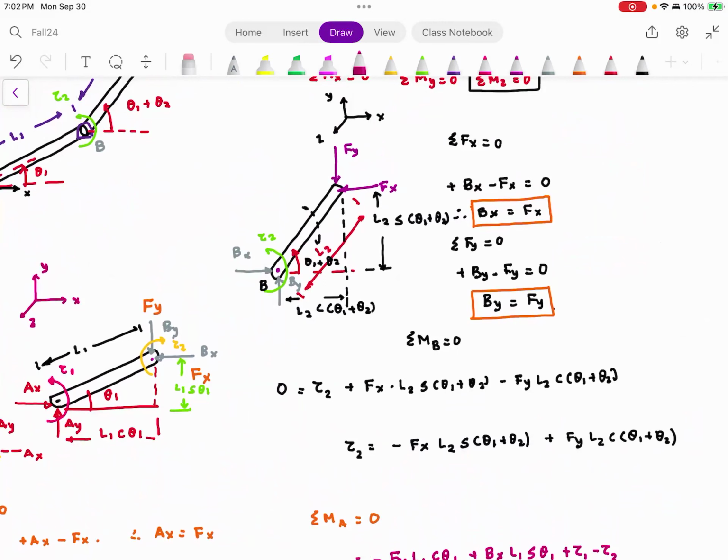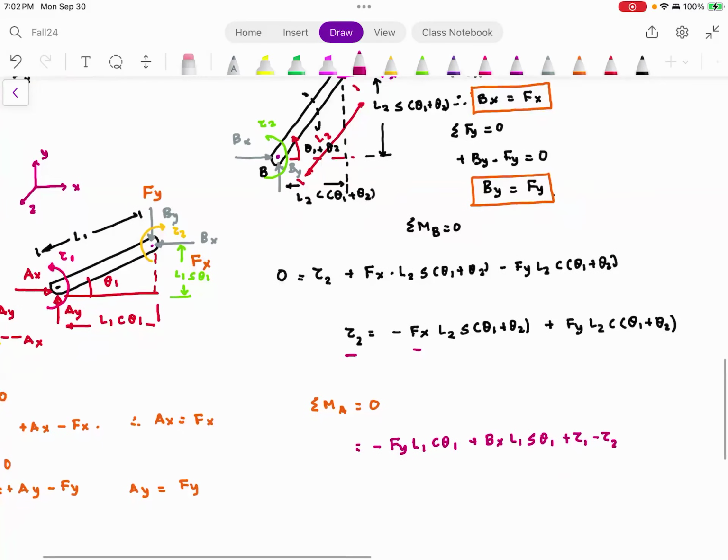Tau 2, this tau 2 expression. So fx and then vertical distance sine theta 1 plus theta 2, and then I have fy. No, fy cosine theta 1 plus theta 2, vertical distance. No, this is correct. So this becomes 0. Now here, this is actually fx, I need to write dx. This is fx. This is fx.